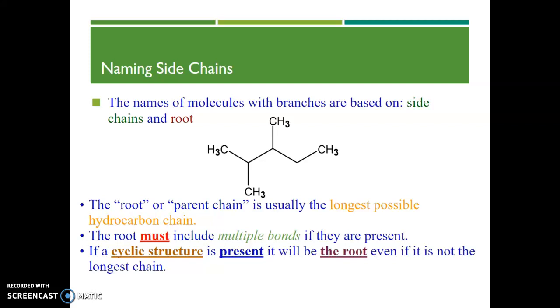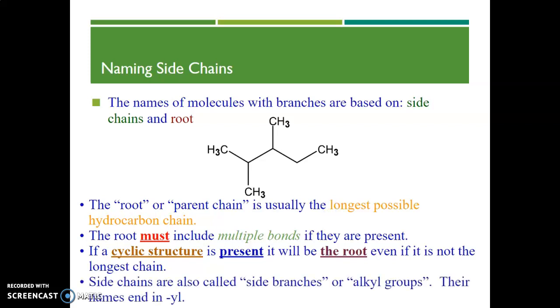Now, there are going to be some exceptions, and I'll work with you guys through that, but that's the general rule. And then lastly, if you have a branch, an alkyl group, it gets an ending -yl. That's how we know that it's an alkyl group, or a branch. It's something that's coming off of the parent chain. And so it becomes methyl, ethyl, and that sort of thing. So however many carbons for the branch, and then it has the -yl ending.